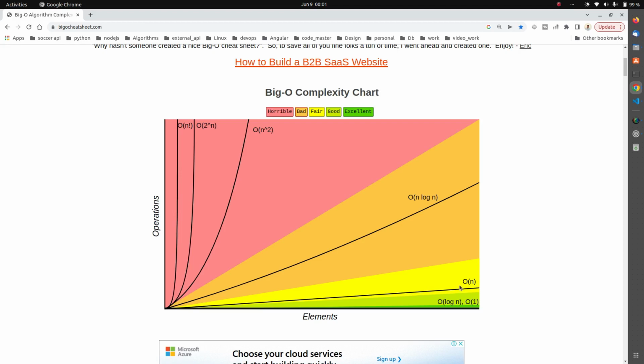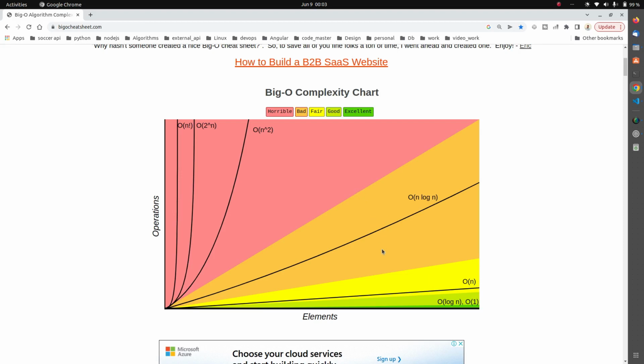Then we have O of n, which is the linear time. So this part is fair. You can see this part is marked fair. The next one we have here is O of n log n. At this stage, it's actually bad. You can see it is bad, but it's fairly acceptable. We can manage it. So your algorithm should not take much data.